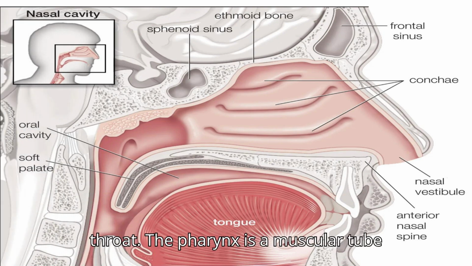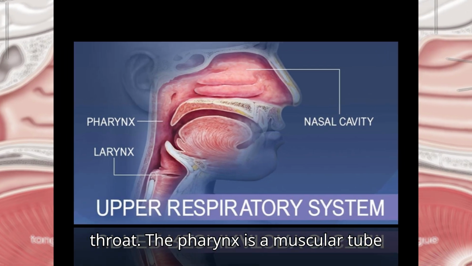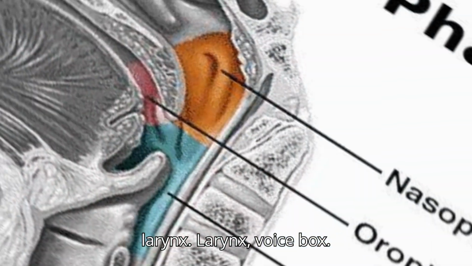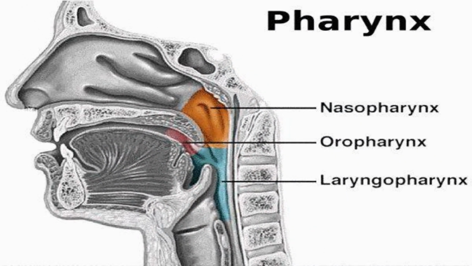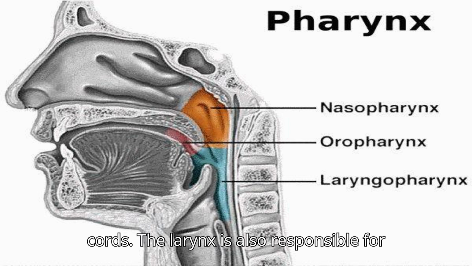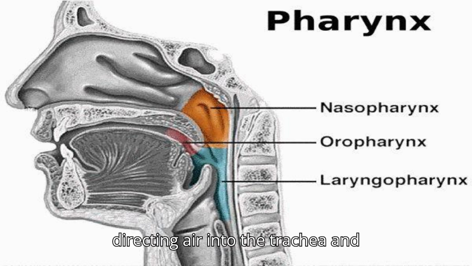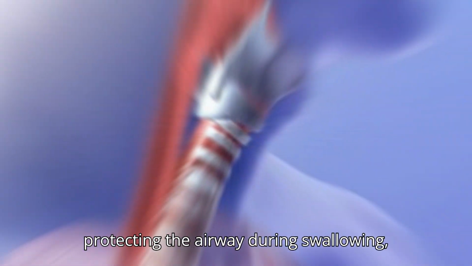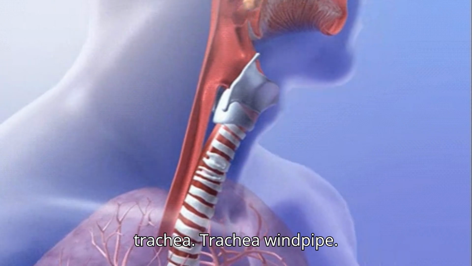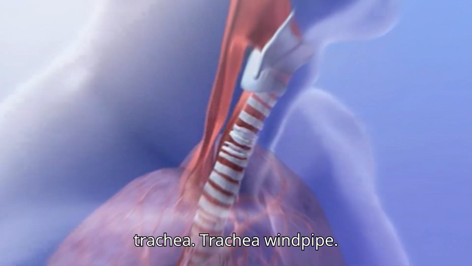Pharynx, throat. The pharynx is a muscular tube that serves as a pathway for air and food. It directs air from the nose to the larynx. Larynx, voice box. Located in the neck, it houses the vocal cords. The larynx is also responsible for directing air into the trachea and protecting the airway during swallowing, preventing food from entering the trachea.